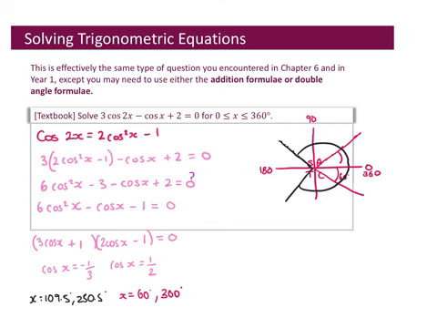250.5. Now, what I always like to do at the end of these types of questions is I like to write them out in ascending order. So x can equal 60, 109.5, 250.5, and 300 degrees.